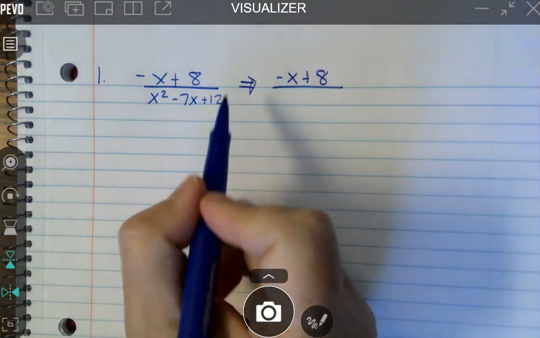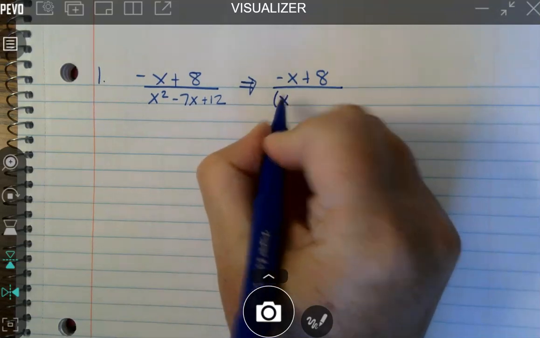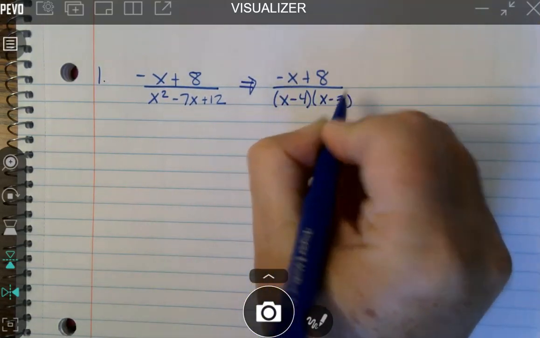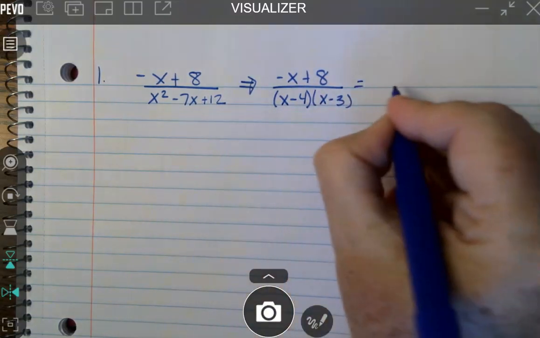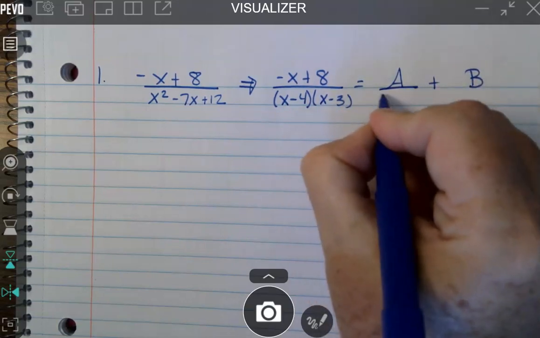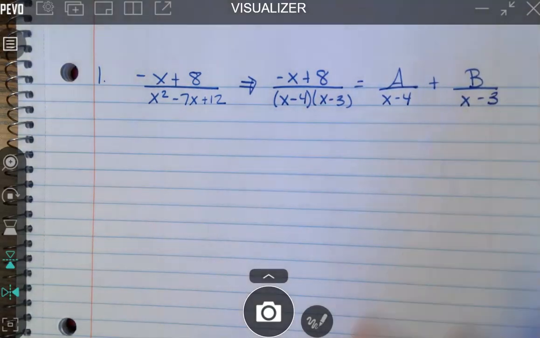Okay, so the question is what times what gives me 12, and when I add, I get negative 7. So I get negative 4 and negative 3. Okay, so now this is the a plus b. And so this will be x minus 4 and x minus 3.